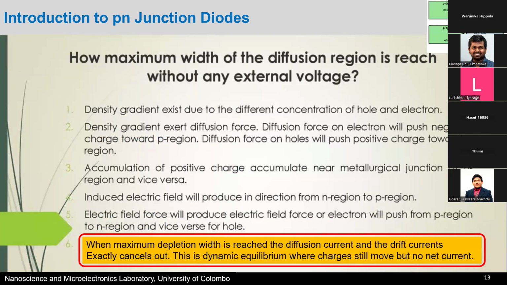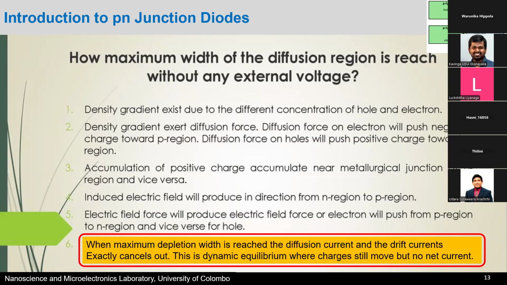So how do you determine the maximum depletion width in this region? We are not applying any kind of external voltage, and this happens purely because you have a density gradient in electrons and holes, and that gives rise to an electric field within the material, right? So the maximum depletion width is reached when the diffusion current and the drift current exactly cancel out, right? So this is a dynamic equilibrium where the charges are still moving, but the net current is actually zero.